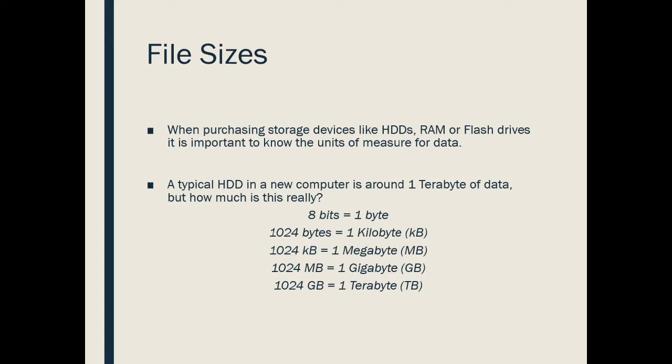Now let's look at this math here. The smallest form of measure we said is a single bit, a 1 or a 0. If we have 8 bits, that's called a byte. Now from here on, everything is going to be a factor of 1024. So 1024 bytes is 1 kilobyte. 1024 kilobytes is 1 megabyte. 1024 megabytes is 1 gigabyte. 1024 gigabytes is 1 terabyte.